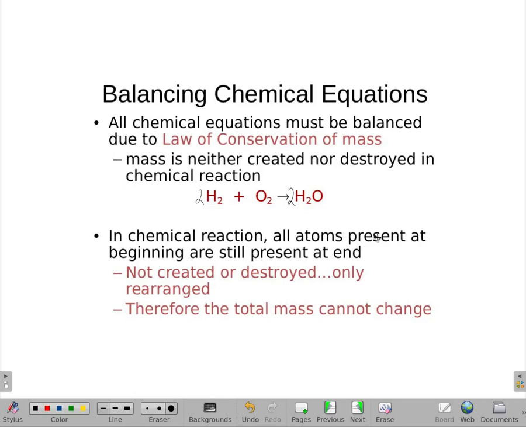The atoms present in the reactants must still be the exact same atoms and the exact same number of atoms in the products. So see how this has 4 hydrogens and 4 hydrogens and 2 oxygens and 2 oxygens? All equations will have the same number of atoms on both sides. And we're going to always take care of that by changing the coefficients. Can't change the molecular formulas without changing what the actual molecule is, and we're not allowed to do that. Chemical reaction defines what the actual molecules are.